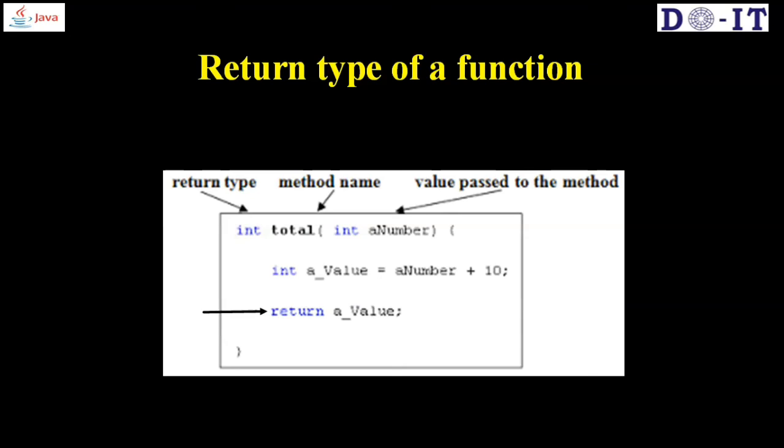One important thing that we need to observe here is, if a method has a return type, then the last executable statement of the method must be the return statement. And the data type of the value that is being returned by the method should be the same data type that is defined in the declaration of the method.